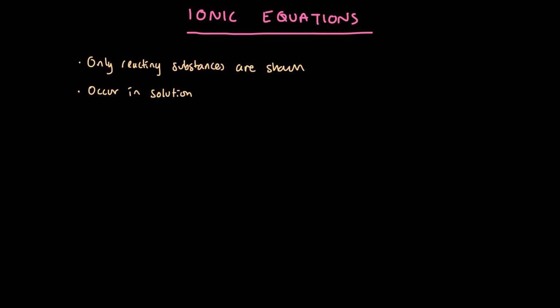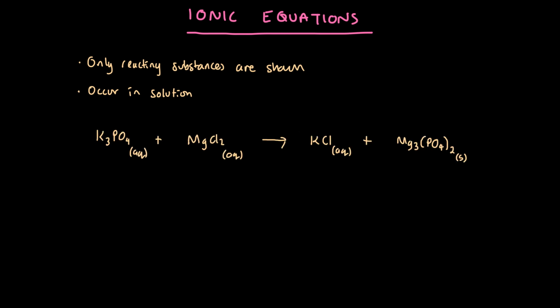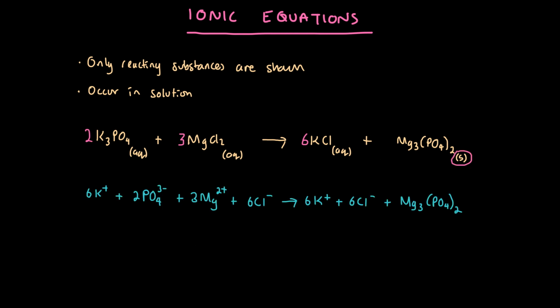Here is another equation. Balance the equation. Split the aqueous substances into ions. Notice that magnesium phosphate is a solid, so we leave it as it is. It does not break down into ions. Then you cancel out the repeating ions and write down what is left over.